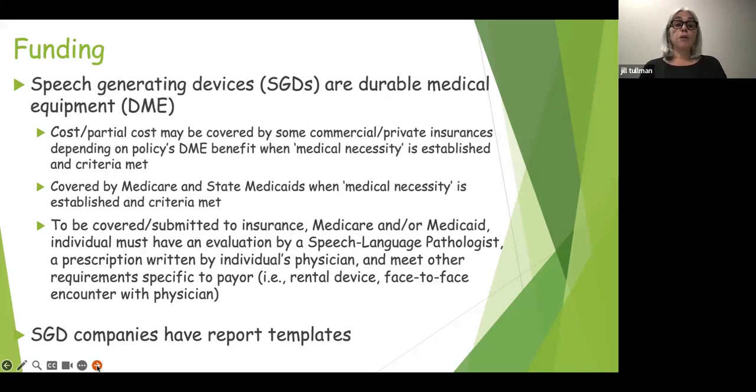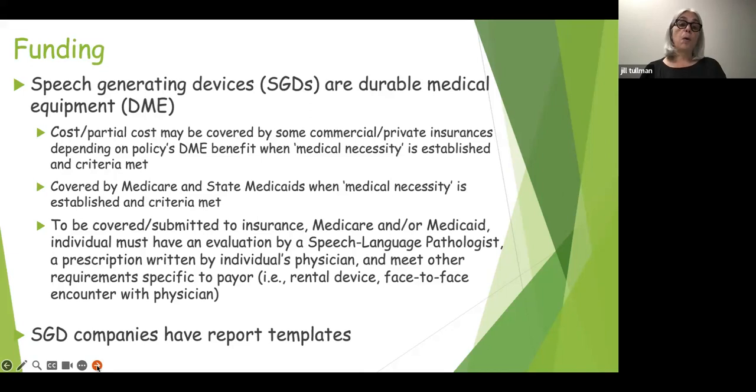A prescription must be written by the individual's physician. And then there are other requirements that are specific to the payer, whether it's the insurance company or Medicare or Medicaid. For example, some insurance companies might require a 3-month rental of the device that the insurance company will cover before paying for the device.